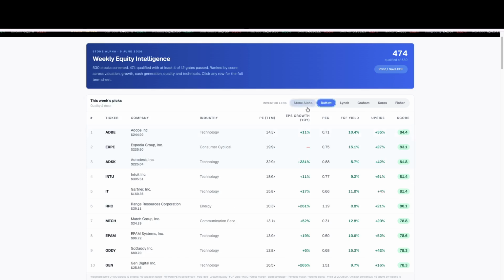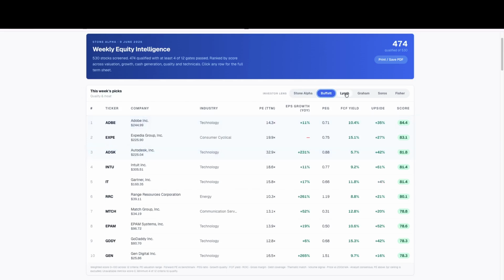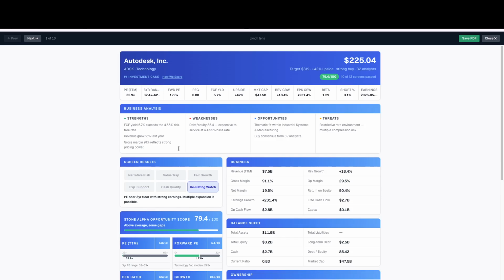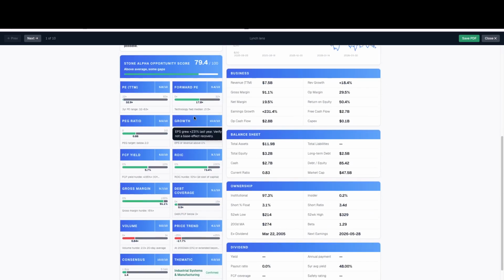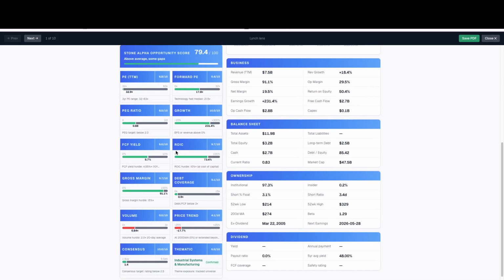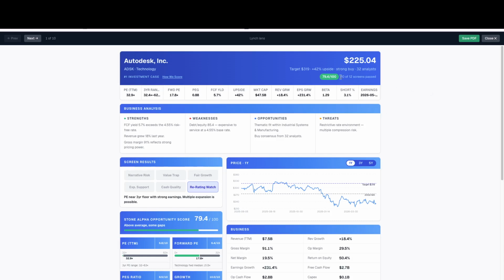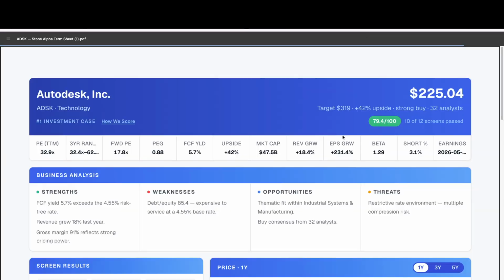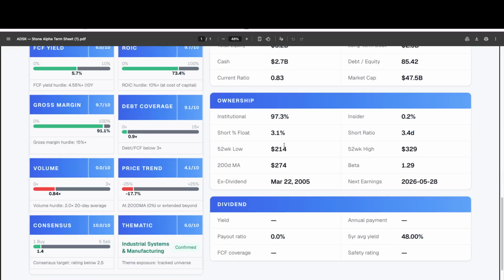So if I look at, for example, Buffett, he's got Adobe, and we look at Peter Lynch, and ADSK has come out. So you go into this, and you can see everything about that. What you saw in those screeners, it will present to you in a more compact view. It currently passes 10 out of the 12 screeners. That's a very high score for what I've seen. And just so you see, you can click here to see how we actually score that as well. Save the PDF and then open that, and you get a nice printable view of everything. You could take that to your crowd and say, hey, look, I found this.